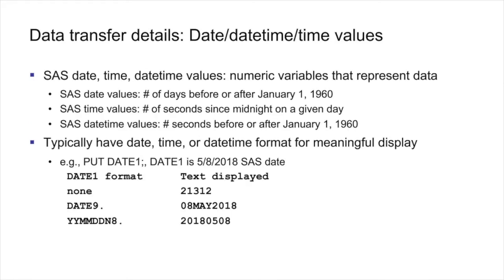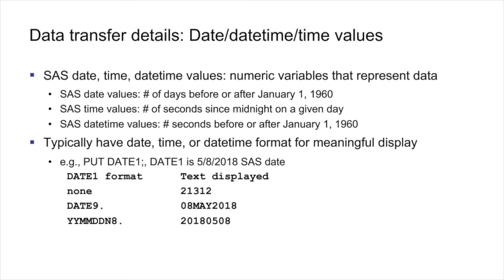Now, dates, times, and datetimes. As you may know, a SAS date is the number of days before or after January 1st, 1960. It's an integer value. It's just a numeric variable in SAS where 0 is January 1st, 1960, 1 is January 2nd, 1960, 2 is January 3rd, 1960, and so on and so forth. And SAS time values are just the number of seconds since midnight on a given day, and SAS datetime values are just the number of seconds, the big number, before or after January 1st, 1960.